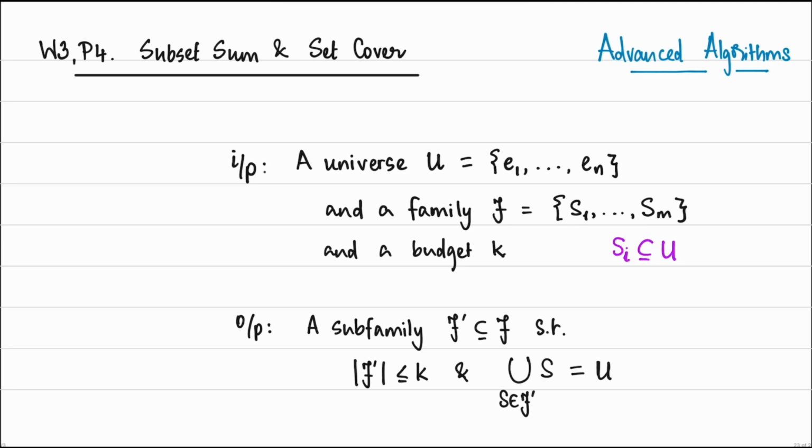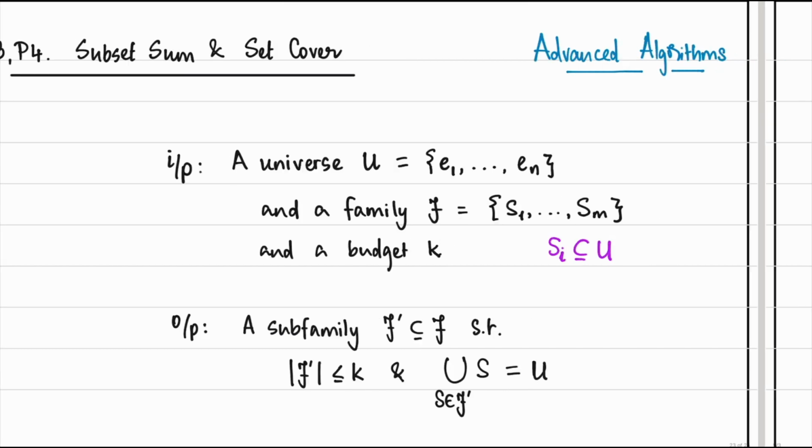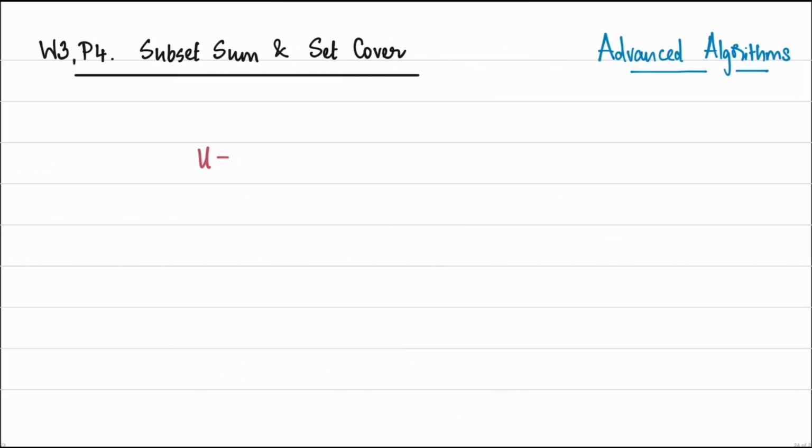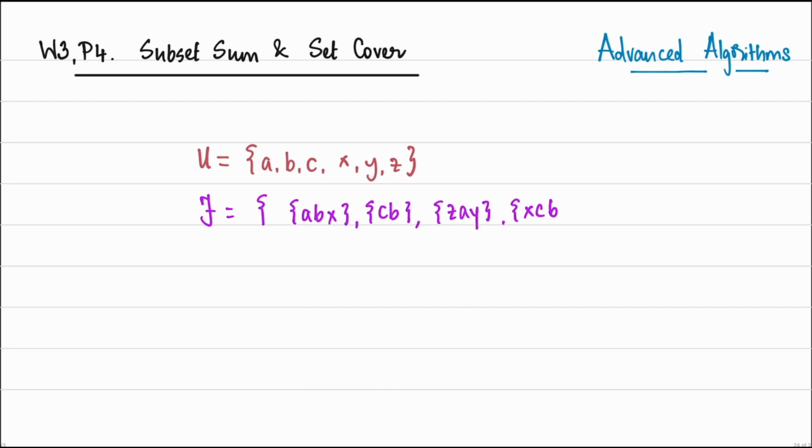So it's possible that you're seeing set cover for the first time. If that's the case, then it will probably help for us to walk through an example. But if you're familiar with the problem, then feel free to skip ahead. So let's say our universe consists of the elements A, B, C, X, Y, Z, and we have a family that looks like this. Now let's specify a budget. Let's say that k is 2.